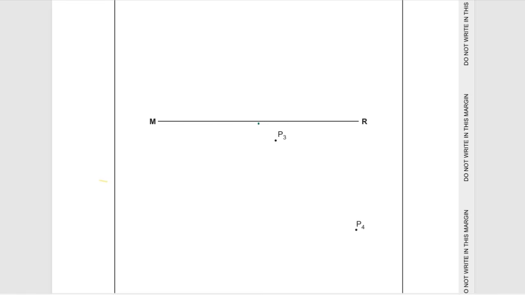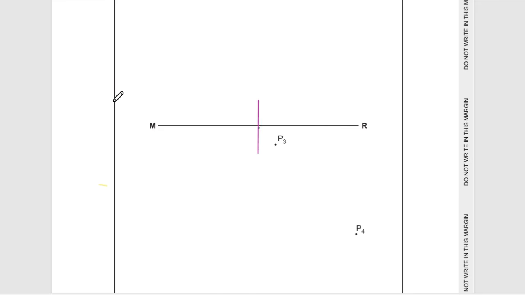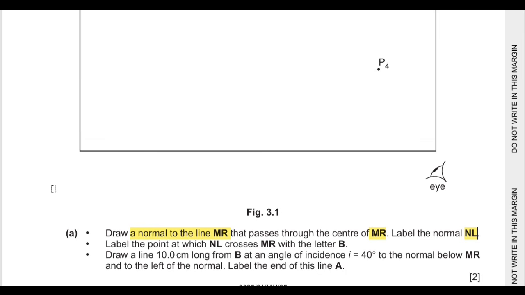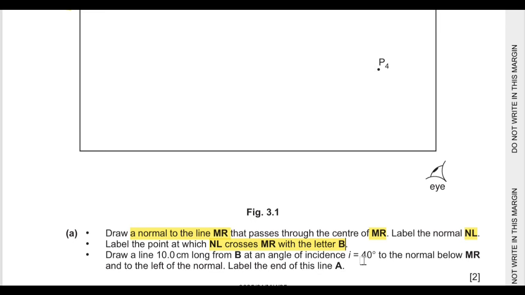After it, I will pick up my protractor, place it on the point that I have marked, align it perfectly with the line MR and draw a 90-degree line. This line will represent the normal, and I will label this normal as NL. Next part says label the point at which NL crosses the line MR with a letter B. Now I will label the point where NL cuts MR with a letter B.